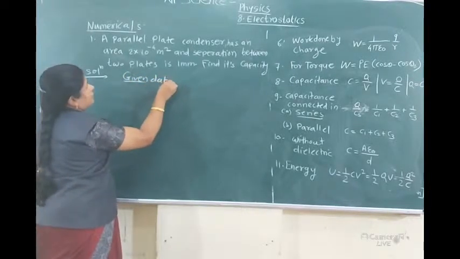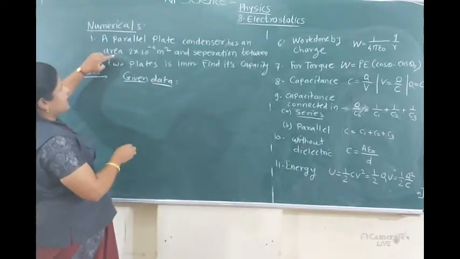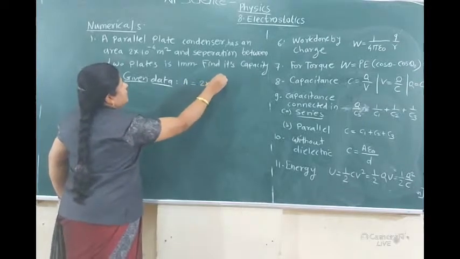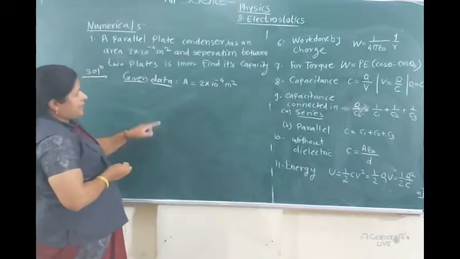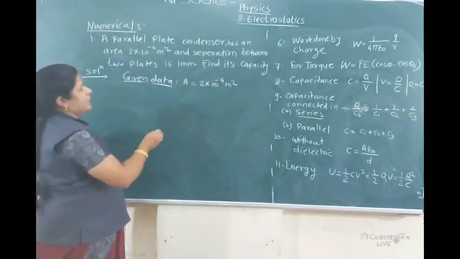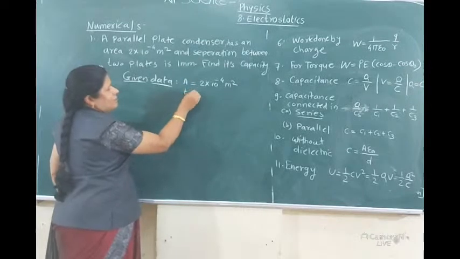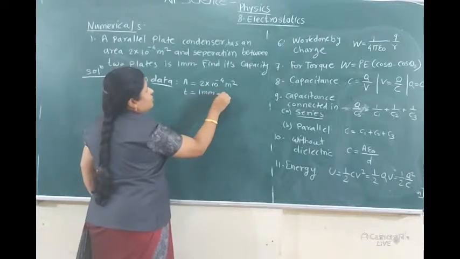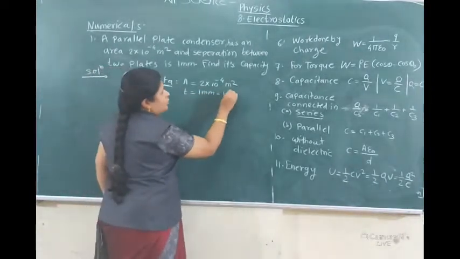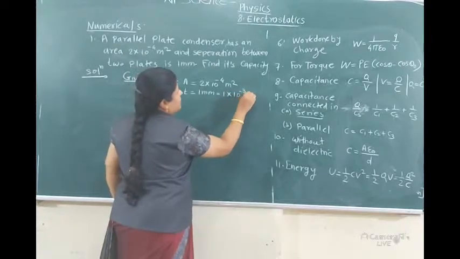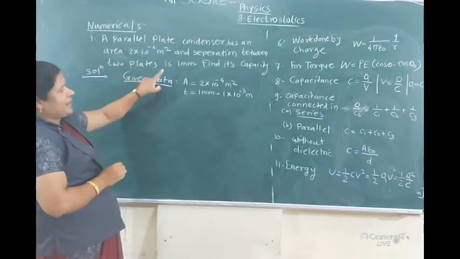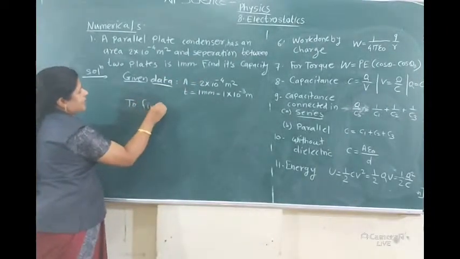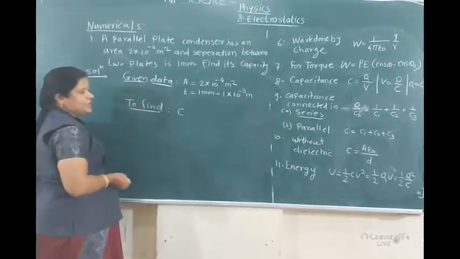Given data. Area A is equal to 2 multiplied by 10 raised to minus 4 meter square, and separation between two plates is 1 mm. Separation between two plates means D is equal to 1 mm, which we have to convert into meter, so 1 multiplied by 10 raised to minus 3 meter. We have to find the capacitance of the capacitor.